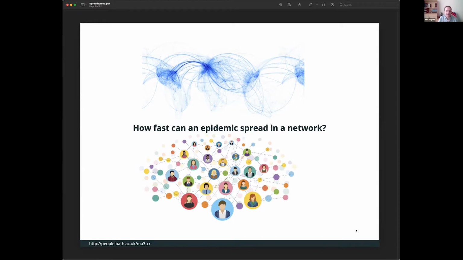And the key thing is that the network is the medium over which this contagion is spreading, and it's the network that's going to contribute some crucial factors to deciding the speed of the spread.